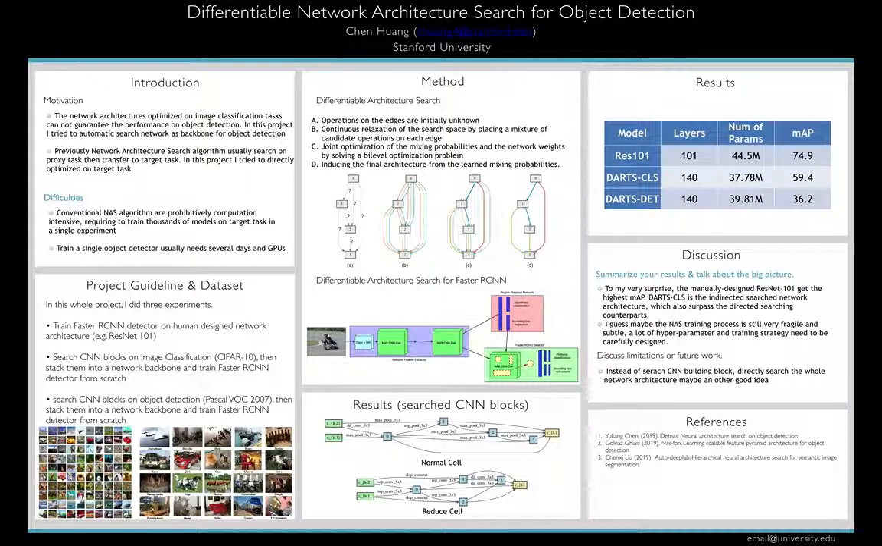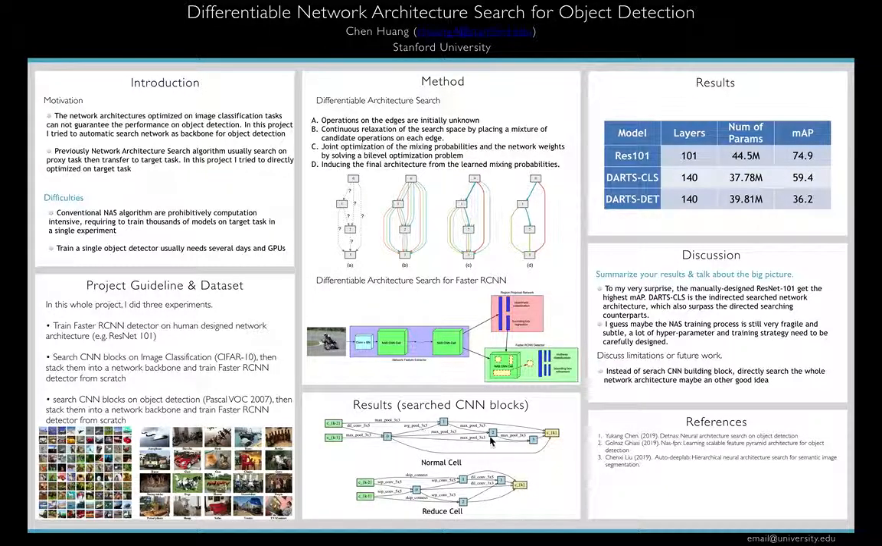So how do I use this network search in Faster R-CNN? Basically it's pretty easy. I stack several of these mixed operations into a network as the backbone, and then attach the Faster R-CNN network, including the region proposal network and the R-CNN detector, on top of it, and train them together. During training, the optimization algorithm will not only optimize the weights in the network, but also search for the best architecture for the whole project.